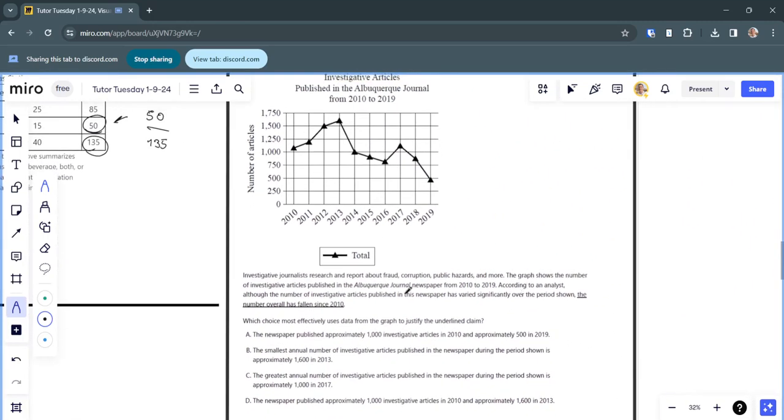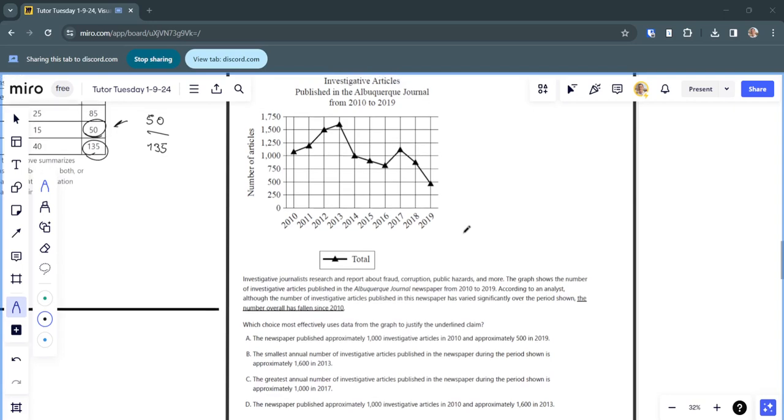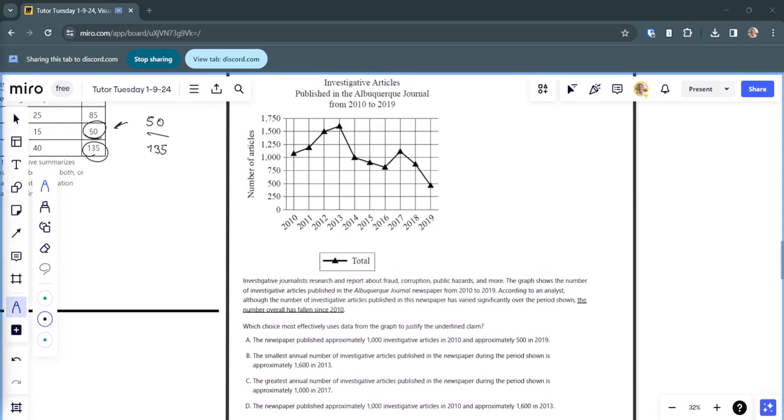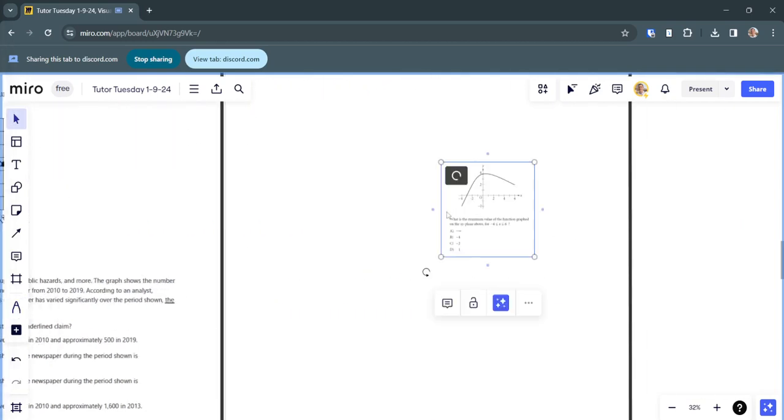I'm thinking to alternate between math and reading, so the next question I've got up here is a reading problem, but it does use some graphs, some data. Okay, I see some questions submitted in the chat. Let me put those over here.